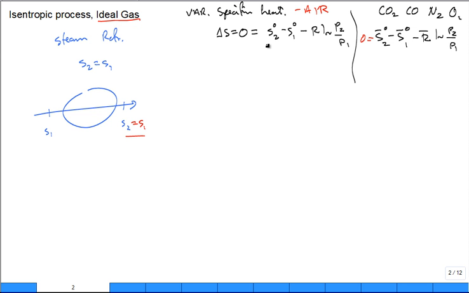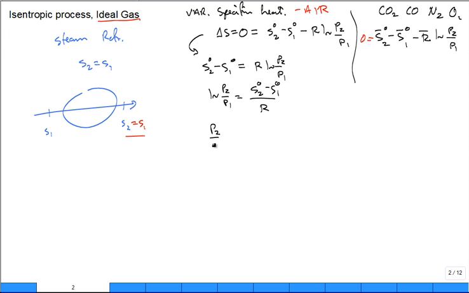Okay, now come over here. Let's go ahead and rearrange this equation for air only. We have that S2 naught minus S1 naught is equal to R natural log of P2 over P1. Did I do the math okay? And then we can do this. We'll put the natural log of P2 over P1 equal to S2 naught minus S1 naught divided by R. That look good? Now we'll exponentiate both sides.